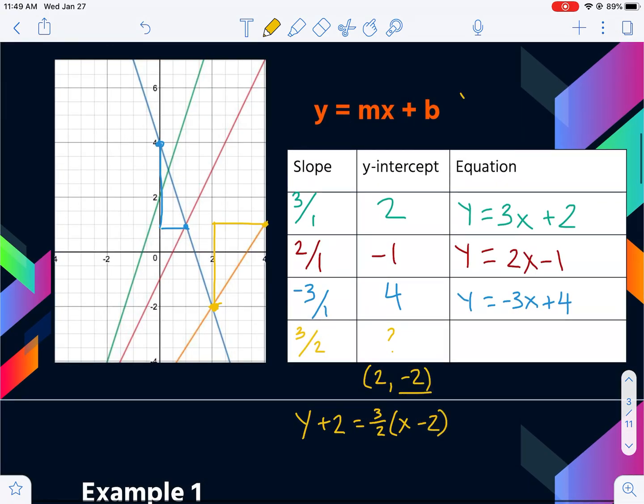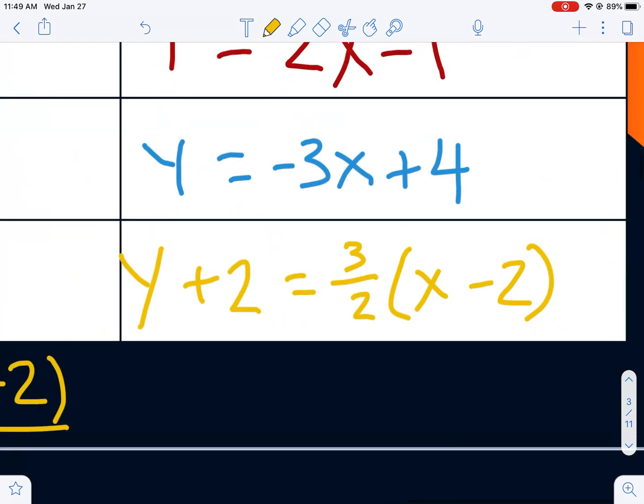And then it depends. If the question says I have to put it into slope-intercept form, then I need to do some distributing and add my 2 over and combine some like terms. But if it doesn't say I have to put it into slope-intercept form, this is an equation. I can leave it just like that.